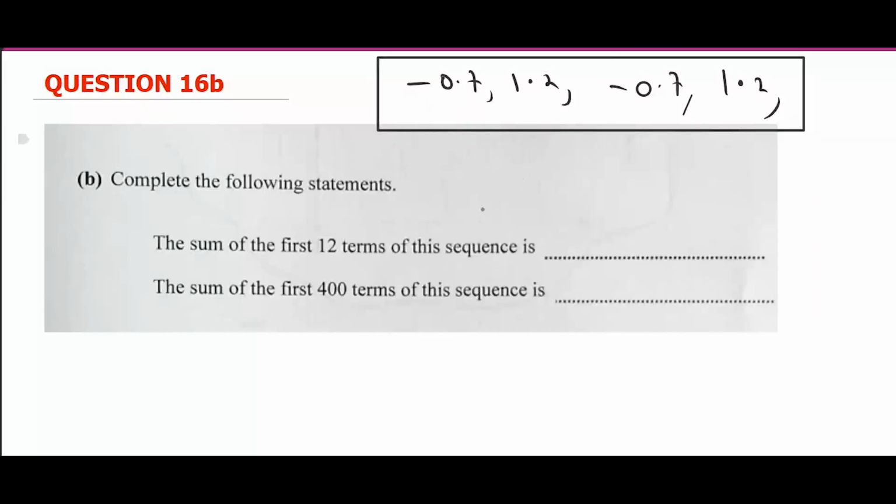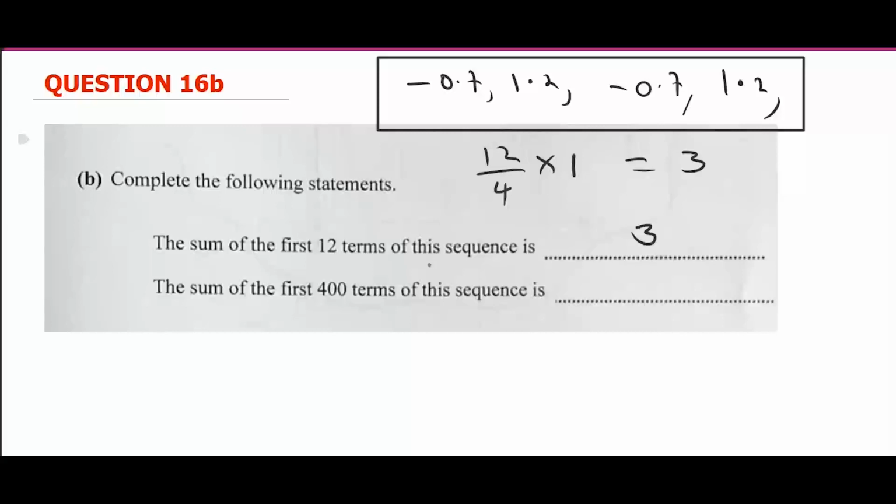Okay, so now if we want to get the sum of the first 12 terms, that means how many groups of 4 we're going to see in 12. That will be 12 divided by 4. So we're going to see this group times 1. So that will be 3. So that means the sum of the first 12 terms of the sequence is 3, because the first 4 will be 1, the next 4 will be 1, the next 4 will be 1.